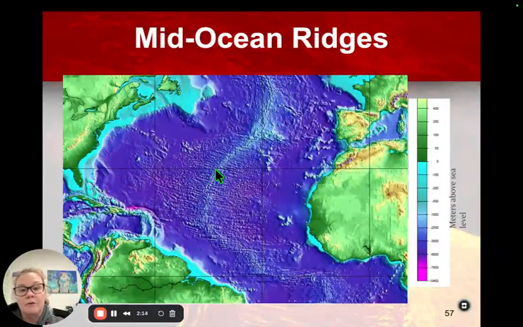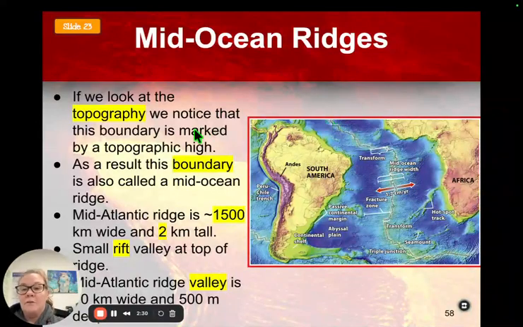Okay, and here's another picture of the mid-ocean ridge going through there, and how it has moved Africa and South America, as well as North America. If we look at the topography, we notice that this boundary is marked by a topographic high. So it's a high, it's a mountain range. Okay. As a result, this boundary is also called the mid-ocean ridge because it's higher than most. So it's about 15 kilometers wide and about 2 kilometers tall.